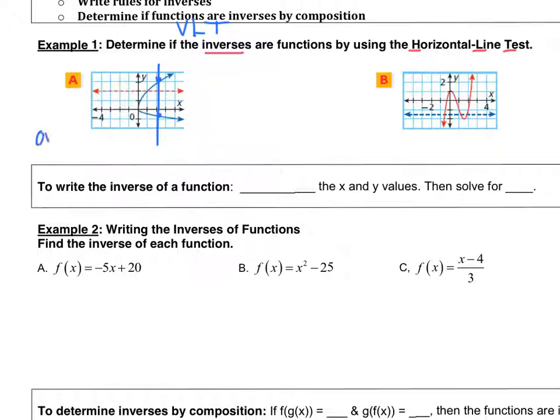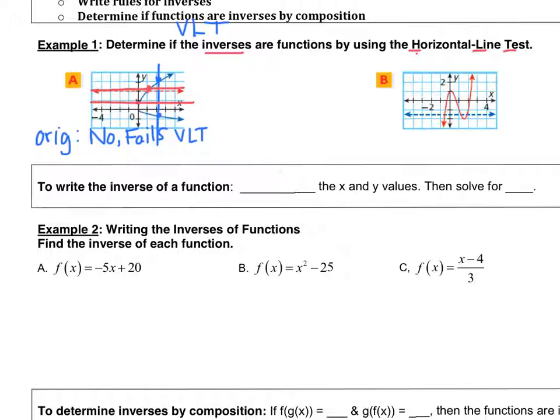Alright, I'm just going to jot this down over here. Original: no, because it fails the VLT. But we want to see if the inverse of that is a function. So we can use the HLT, the horizontal line test. So this time, we'll look at that horizontal line they drew. It only crosses the function once.